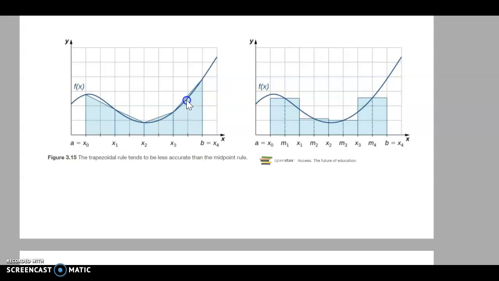But in our trapezoidal rule, we're always either overestimating or underestimating. When it's concave up, we are overestimating. When it's concave down, we're underestimating with the trapezoidal rule. So that's kind of what happens with our trapezoidal rule. The trapezoidal rule, however, is a little bit of an easier equation to use, and you'll notice that as you're going through the questions in this assignment.